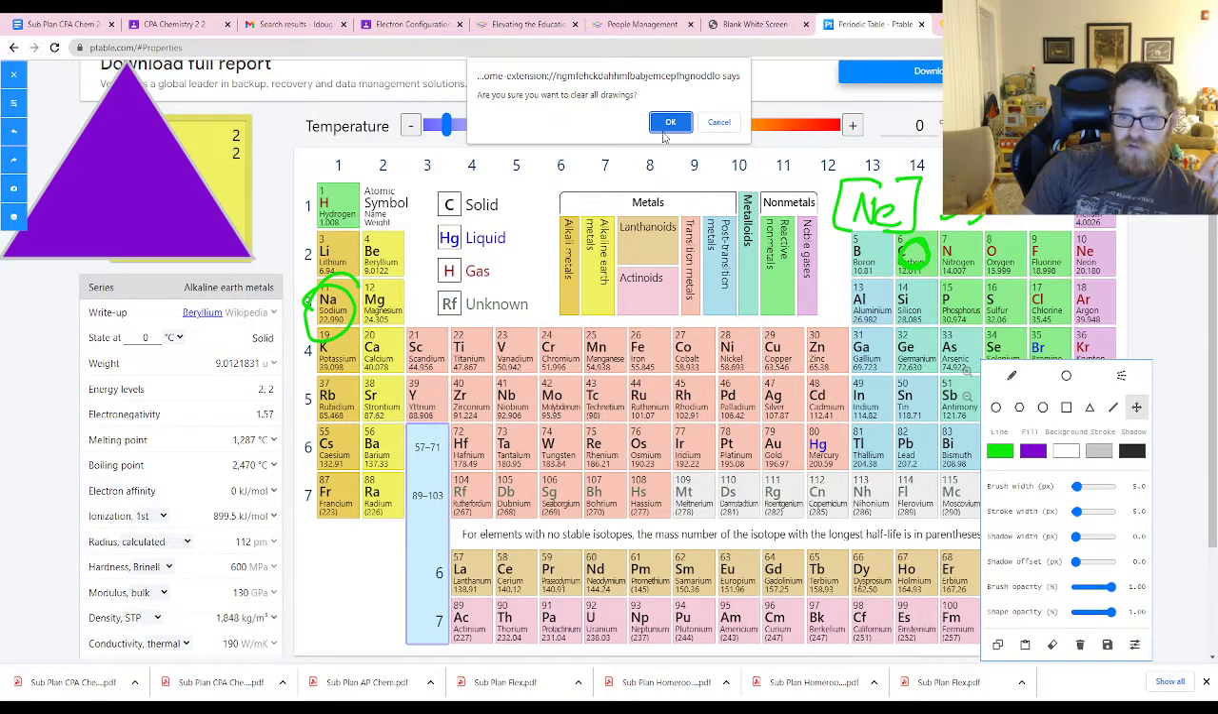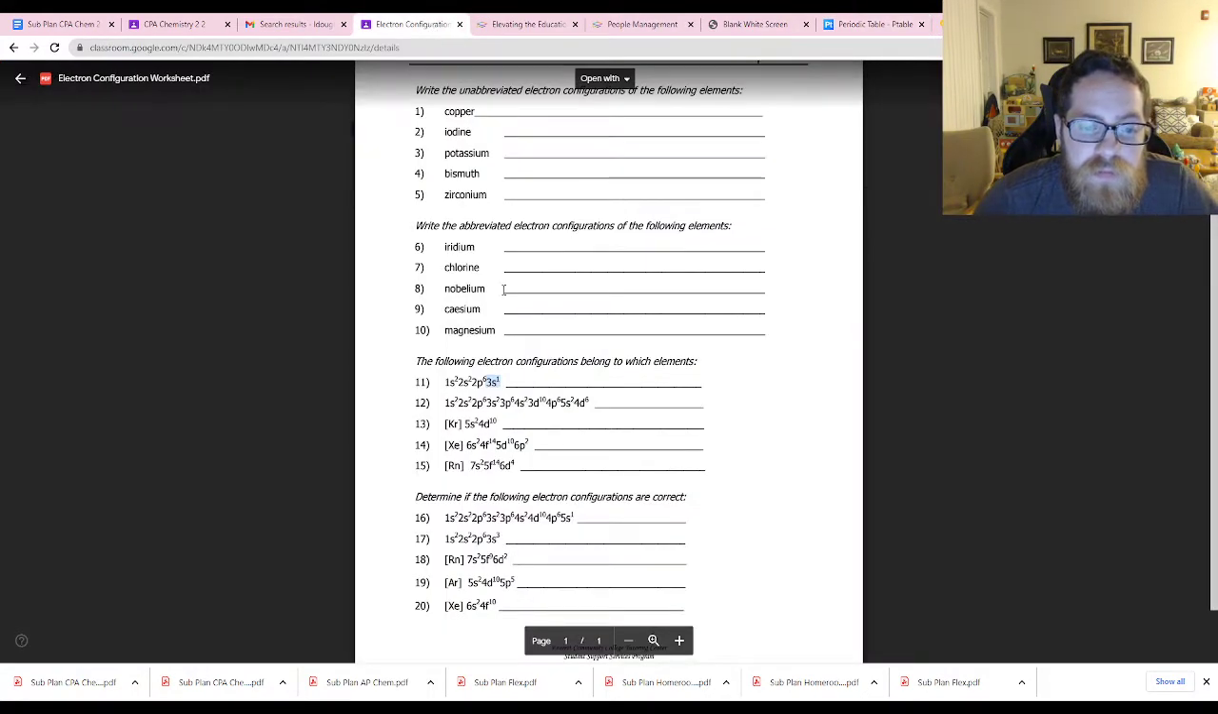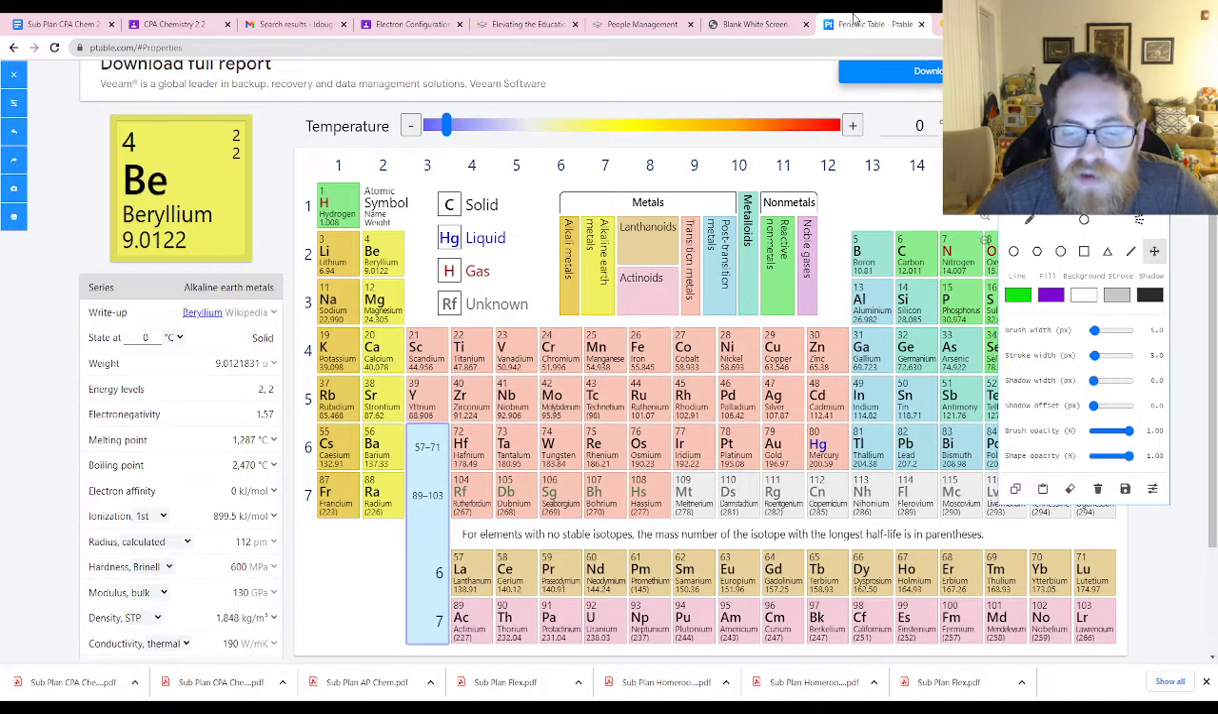Let's keep going with that though. Now we want 4d6. So the D area is here. But this is actually where it also gets tricky. This is 3D. This is 4D. We go 1, 2, 3, 4, 5, 6. Ruthenium.